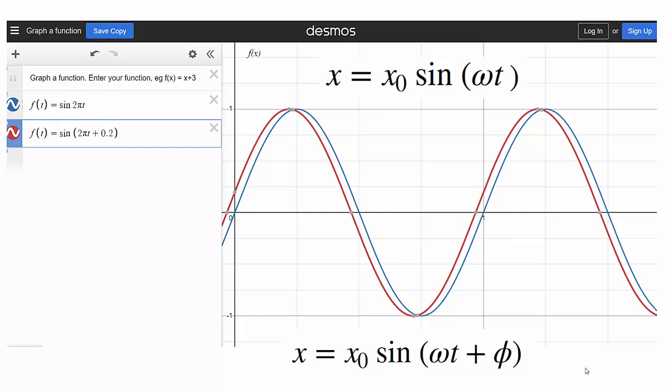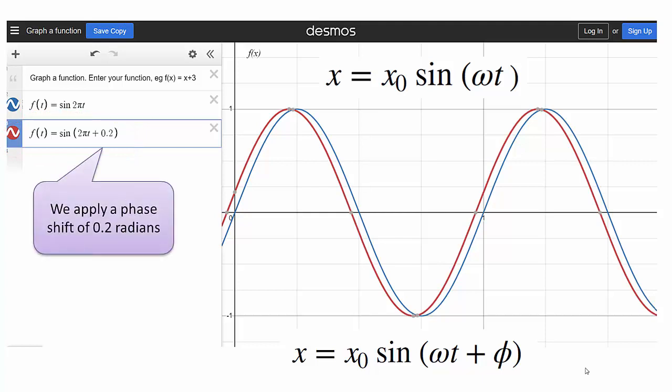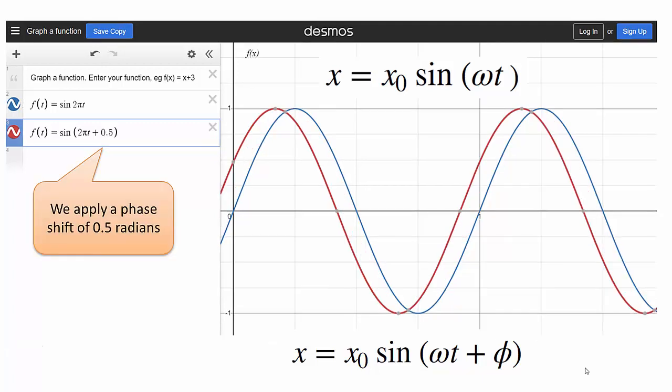However, we're going to start experimenting with different phase shifts. Let's say, taking the formula on the left, that it's 2 pi t plus 0.2. What does that look like? Well, I did this, and you notice it's the red graph, which is slightly shifted to the left by 0.2 radians. So we apply a phase shift of 0.2 radians. And we do another one. This time it's 0.5 radians. You see it shifts further to the left.